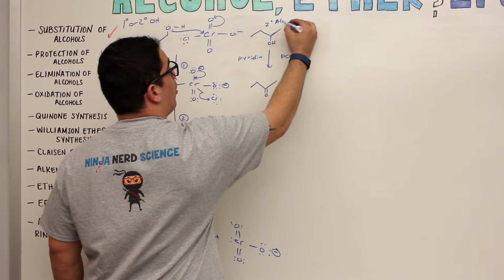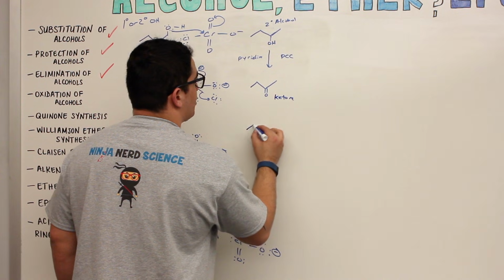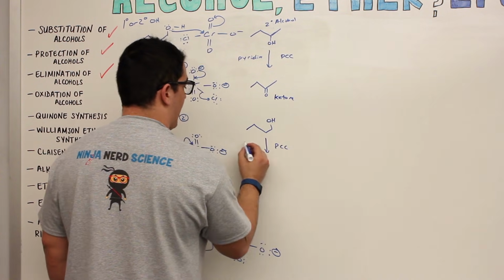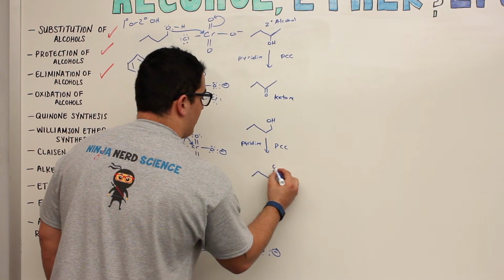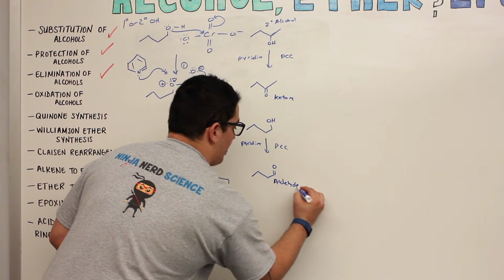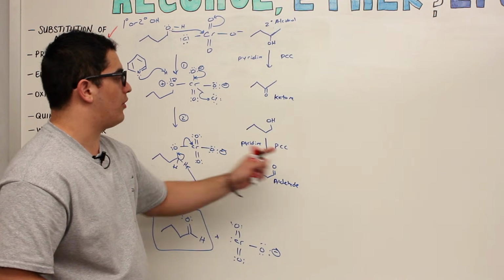So a secondary alcohol, if I run this with PCC, it'll convert it into a ketone. If I run this reaction of a primary alcohol with PCC and pyridine, what do I get out of this? I get an aldehyde. And that is basically summing up the oxidation of an alcohol, specifically using pyridinium chlorochromate, right?